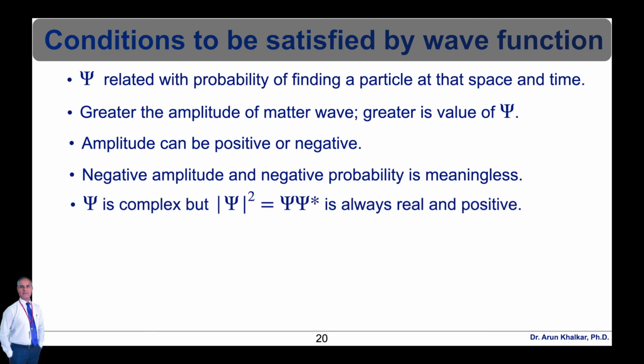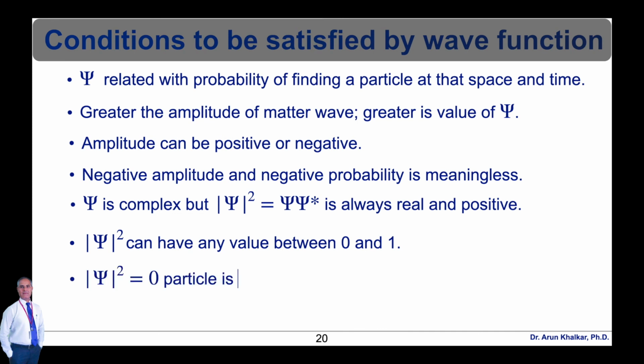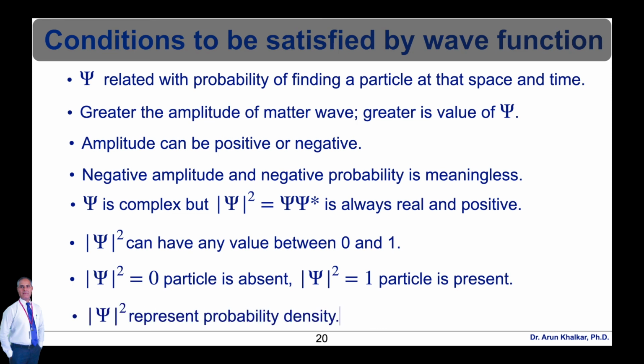Psi is complex, but psi mod square, which is equal to psi star psi, is always real and positive. Therefore, psi mod square can have any value between 0 and 1. When psi mod square is equal to 0, the particle is absent, and when psi mod square is equal to 1, the particle is present. Psi mod square represents the probability density. So these are the important points for the conditions to be satisfied by a wave function.